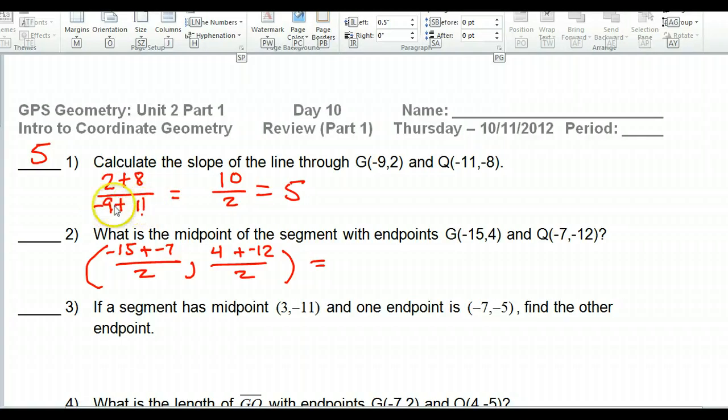y minus y over x minus x. Don't forget the midpoint, the slope formula.